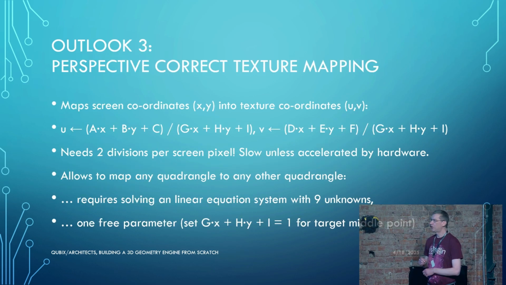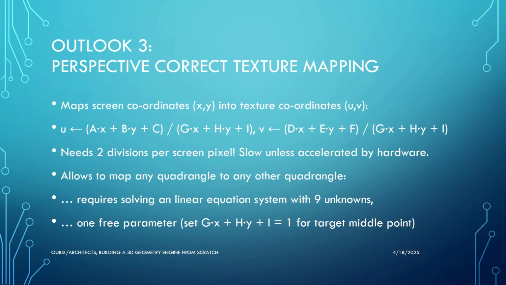Really expensive on an older CPU is perspective correct texture mapping. You then have screen coordinates, and want to know for each screen coordinate what point in the texture is supposed to be displayed. For completeness, I put the formulas here that you can use for that. You also see that it needs 2 divisions per single screen pixel, and that was really slow until pixel shaders could do it in hardware.